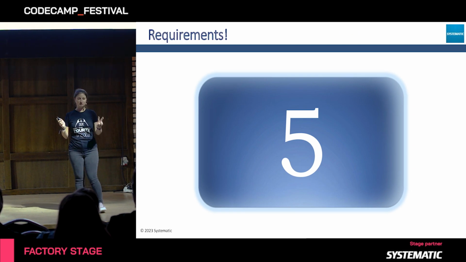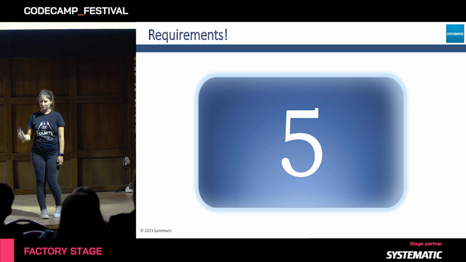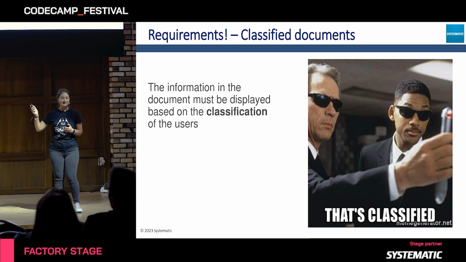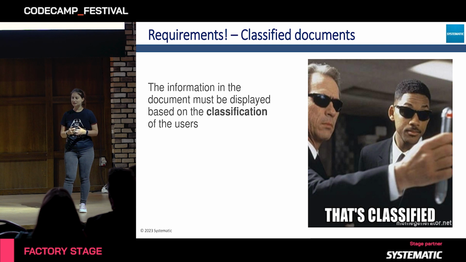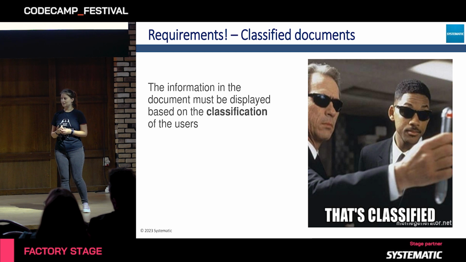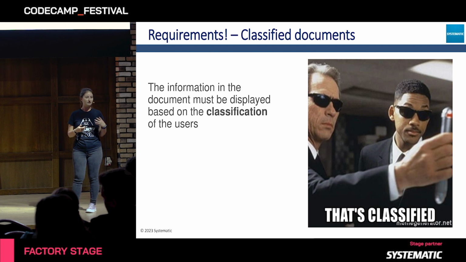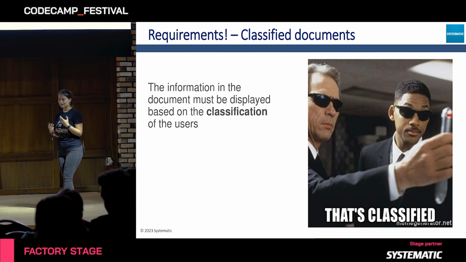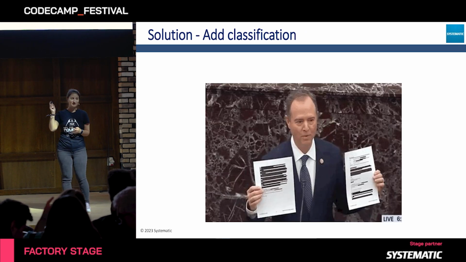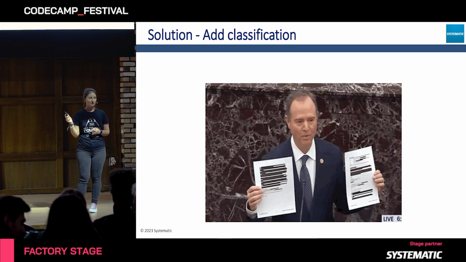The fifth requirement, two more to go. The fifth requirement is what we talked about in the beginning. This is a military application, so we need somehow to take account of the security clearances that our users have. And we need to ensure that that security clearance is not overwritten anywhere. So we had to introduce classification, and we had to end up with documents that look like this for some of the users.